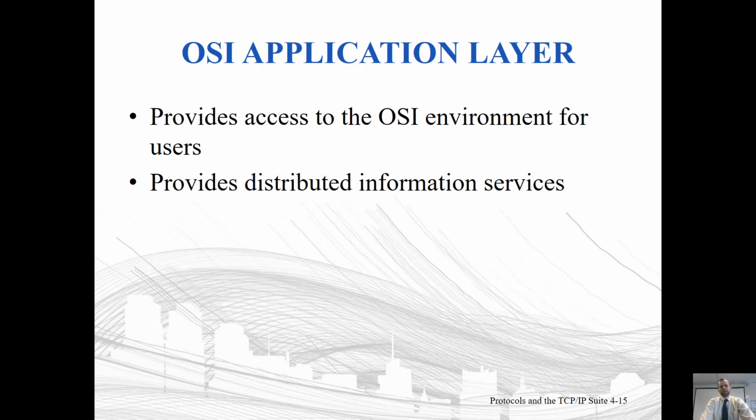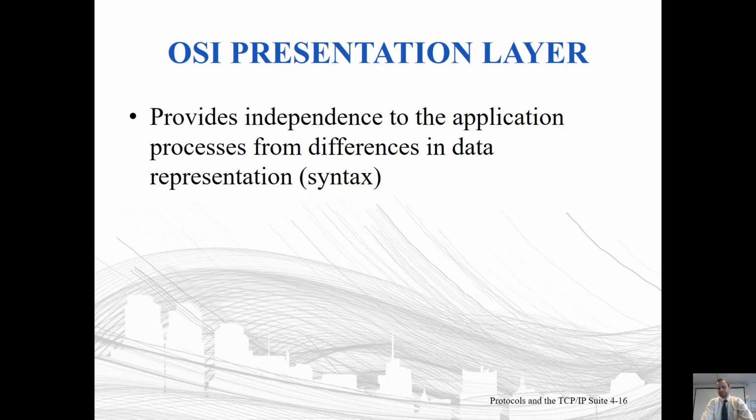So the application layer provides access to the OSI environment for users. Very similar role played here between the OSI model and the TCP/IP model. So just think application layer is just what's interfacing with the user. And it provides distributed information services. The presentation layer provides independence to the application processes from differences in data representation or syntax.